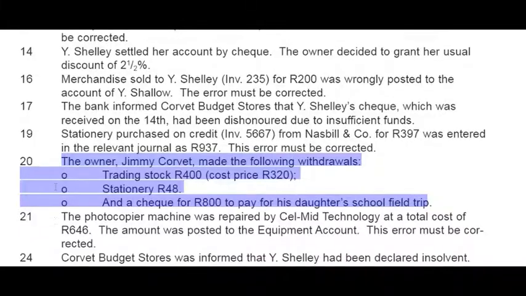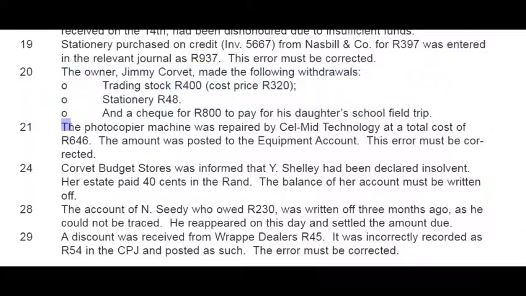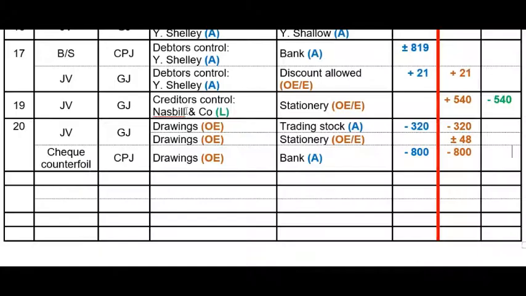Then on the 21st, the photocopier machine was repaired by Salmid Technology at a total cost of 646 Rand. The amount was posted to the equipment account. This error must be corrected. I hope that you, with your very smart Form 3 accounting brain, can recognize this error. The thing that's wrong here is that equipment shouldn't have been debited. Anytime when we repair any type of asset, we must debit repairs.